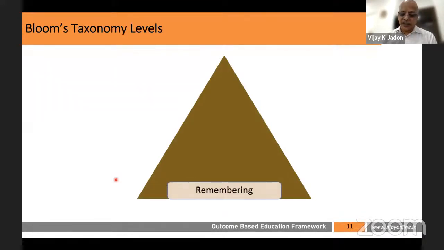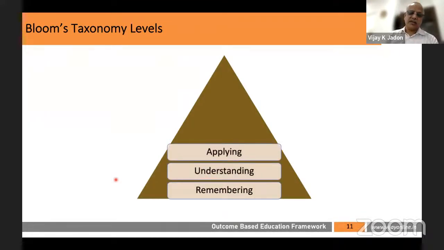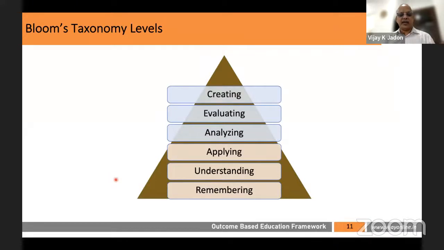Because OBE talks about inculcating higher order thinking skills in a professional, whether it is a law professional, pharmacy professional, maritime professional, or engineering professional, in all these cases we have to prepare the professional for higher order thinking skills. So this is the Bloom taxonomy level. This pyramid is the Bloom taxonomy pyramid. There are three skills: remembering, understanding, and applying. These are the lower order thinking skills, and analyzing, evaluating, and creating are the higher order thinking skills.